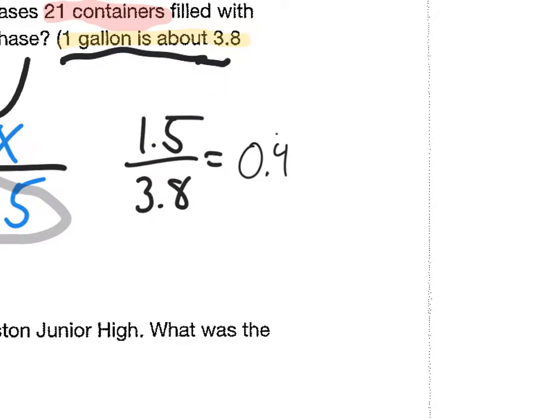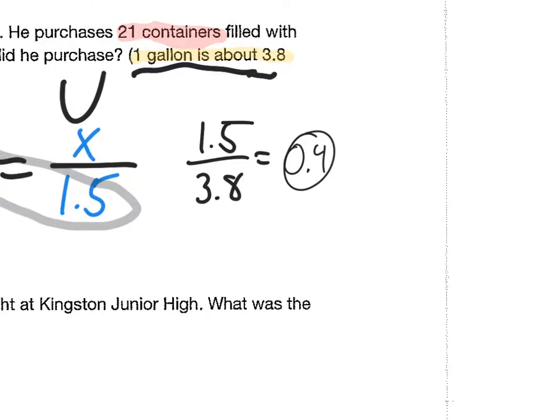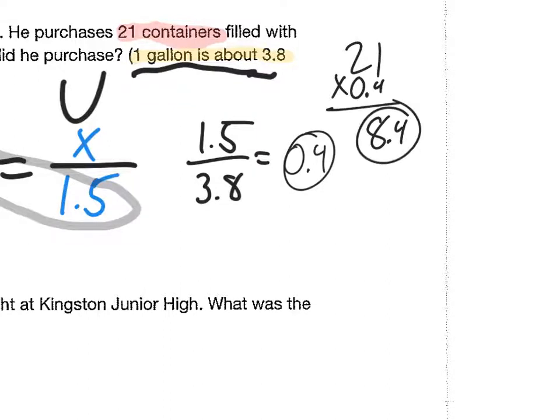So we know how many gallons we are dealing with in each container, and we know that we have 21 containers that have that much in it. So we need to know how much in all of those 21 containers. So we do the 0.4 times 21. We come up with 8.4 gallons of tea in those 21 containers.